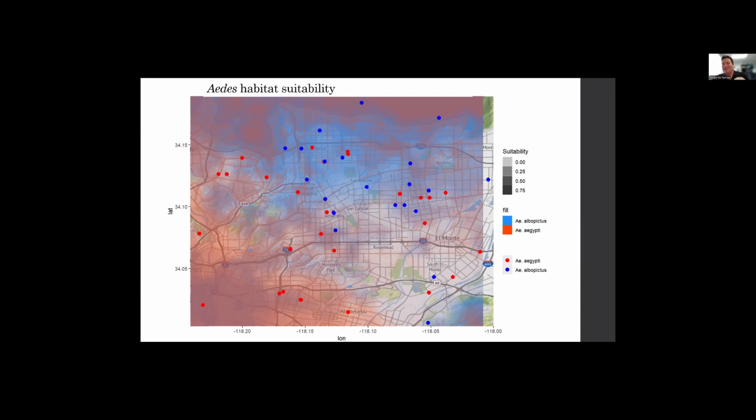So, go out there, and if you work on mosquitoes, find your mosquitoes and upload them to iNaturalist, please, so we can do more analysis on something like this.